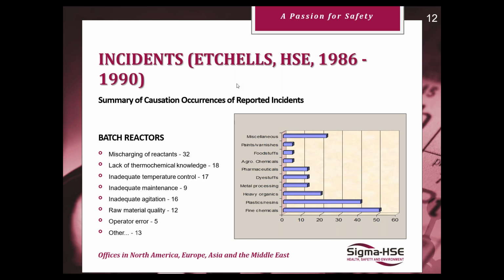Lack of thermochemical knowledge, inadequate temperature controls, inadequate maintenance, inadequate agitation. Agitation comes back to reagent accumulation, which was one of the keywords at the front. Then raw material quality, impurities getting into the system and causing a secondary reaction, operator error, or uncategorized reasons. So there's quite a range of causations that can lead to these runaway scenarios.